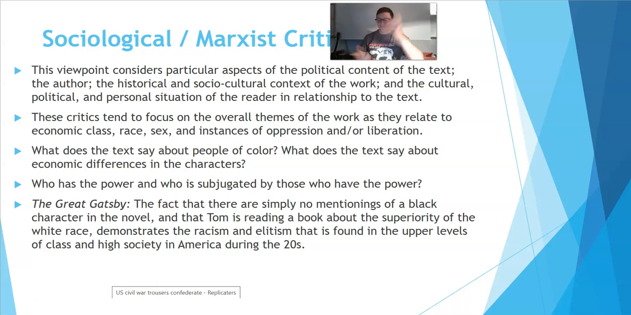Now, this can be fairly or unfairly put onto the author. Either this reflects Fitzgerald's own racism, that he doesn't think black people are good enough to be in his books, or he did this on purpose, where he's criticizing the upper class, and therefore he purposely leaves black people out of it in his book, because there are no black people welcomed into the upper class in the 1920s. So he's just giving an honest portrayal of what that society is like.